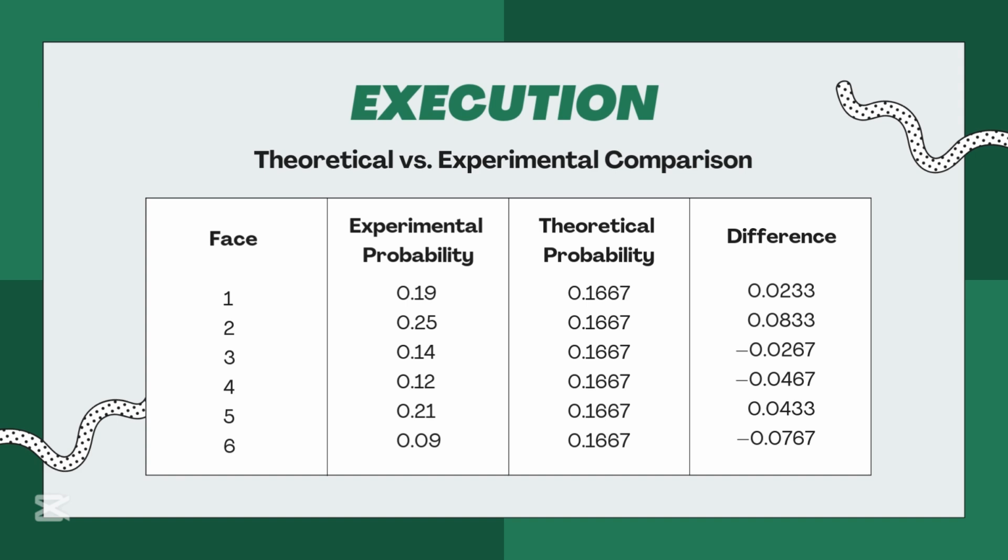After collecting the data, we calculated the experimental probabilities by dividing each frequency by 100. Then we compared those values with the theoretical probability of 1 out of 6, or approximately 0.1667. We found that Phase 2 had a much higher experimental probability, while Phase 6 was far below the expected value. This showed that although the dice is fair, randomness can cause noticeable differences in small samples.